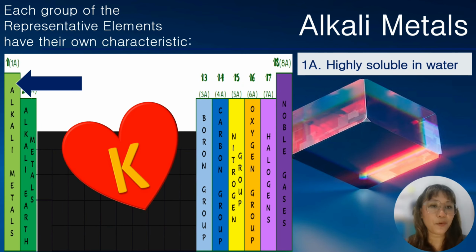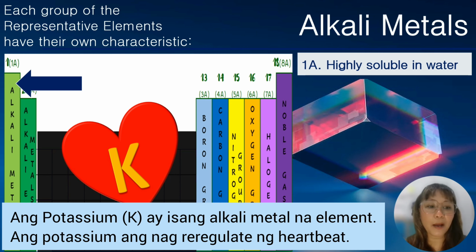Each group of the representative elements has its own characteristic. 1A, the alkali metals, are known as highly soluble in water. For example, potassium, with the symbol K, we can get from bananas, right? This element helps our heart pump regularly. If we lack potassium, our heart is weak and cannot pump at the correct rhythm.